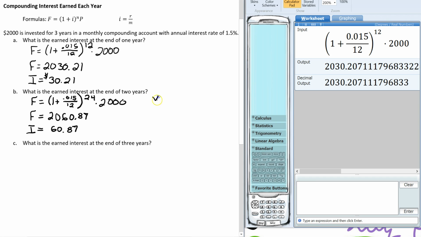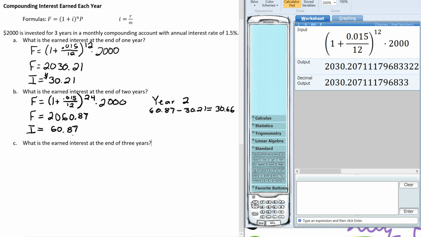So if all I want is interest for year 2, I need to take the $60.87 and subtract the $30.21 that was earned in the first year. So at the end of year 2, $30.66 was earned in just year 2. But the total accumulated interest is $60.87.